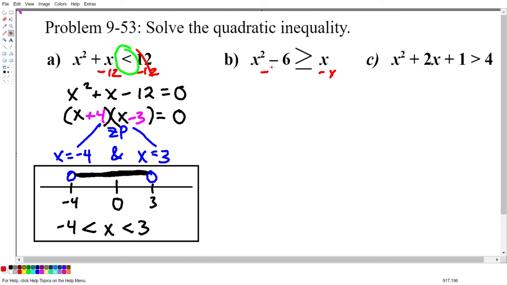So, let's subtract x. That will cross it off, and we're going to be left with x squared. And let's just put it in order: x squared minus x minus 6, and we'll put that equal to 0. Okay, our next step is to factor.